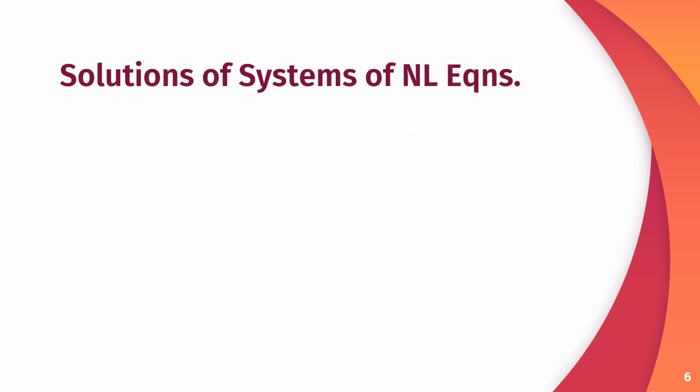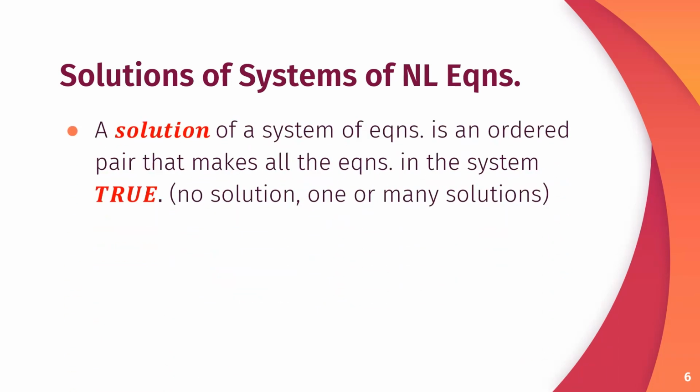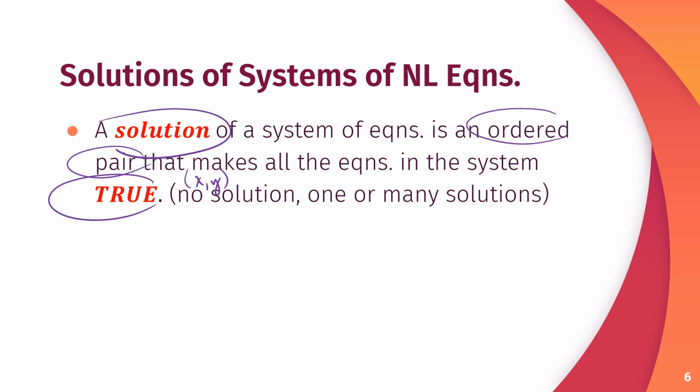So what are the solutions of systems of nonlinear equations? A solution of a system of nonlinear equations is an ordered pair. So meaning to say it consists of x and y terms, right? Yes, that makes all the equations in the system always true. So a solution of a system of nonlinear equations could be no solution, or one, or two, or more, or many solutions.